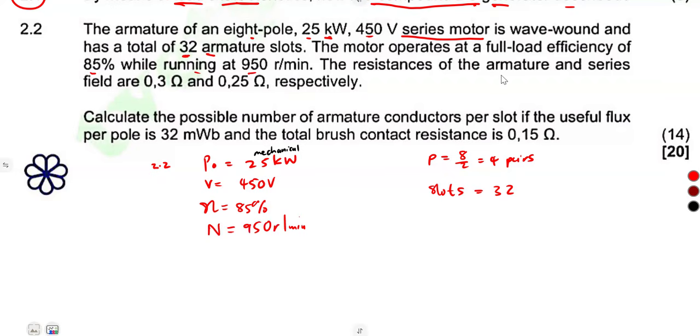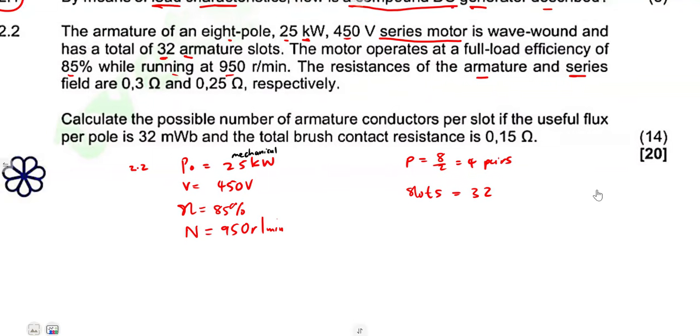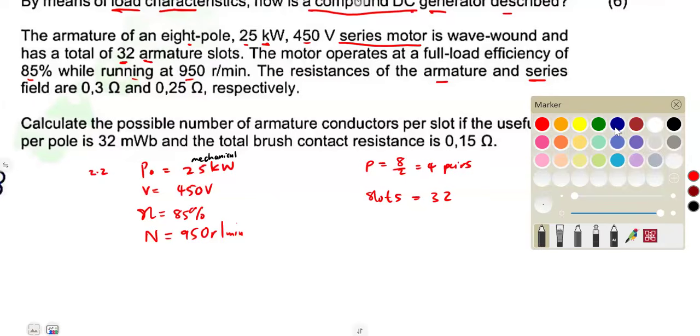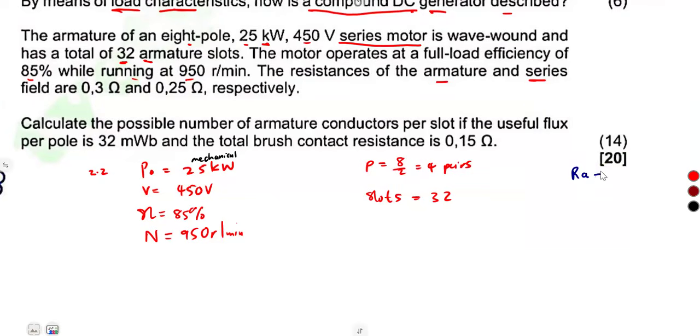The resistances of the armature and series field are given. All right, so we've got the resistances on our circuit, on our series motor. There's the resistance of the armature first, 0.3 ohms, and that one of the series, 0.25 ohms, since we are given respectively. Calculate the possible number of armature conductors per slot. So we are supposed to determine armature conductors per slot.